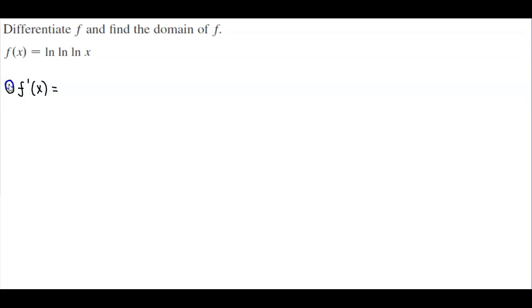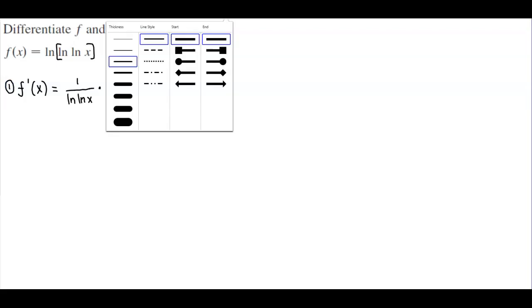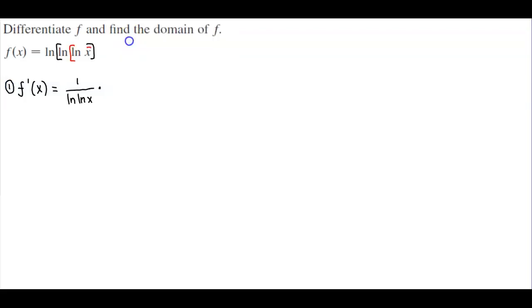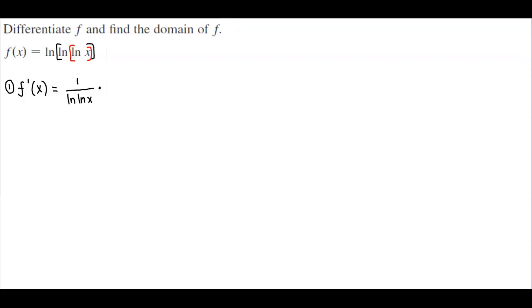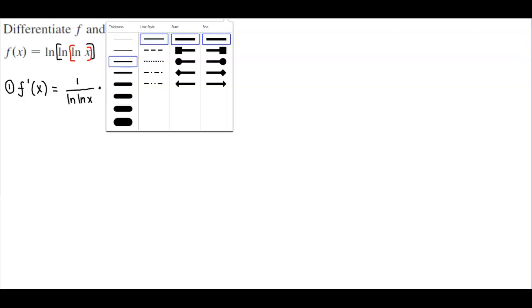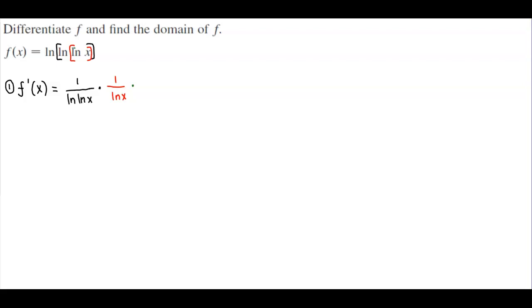So we first find the derivative of the natural log of the natural log of the natural log of x, which becomes 1 over the natural log of the natural log of x, times, now we want to find the derivative of the natural log of the natural log of x, which means that this is going to be 1 over the natural log of x, and then we're going to find the derivative of the natural log of x, which is 1 over x.